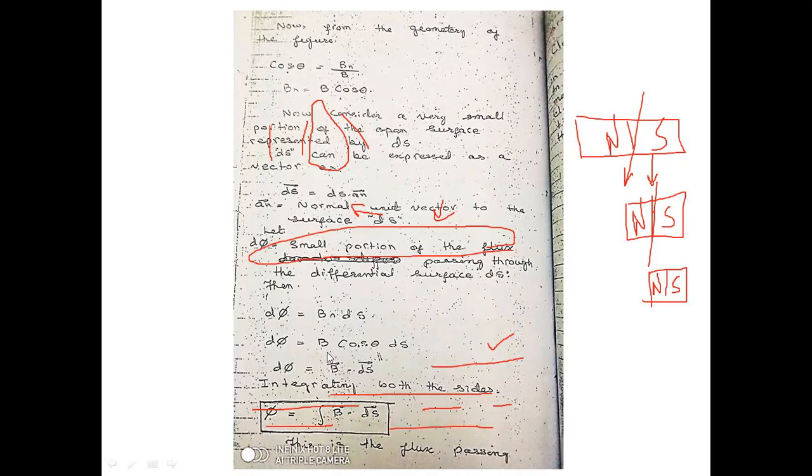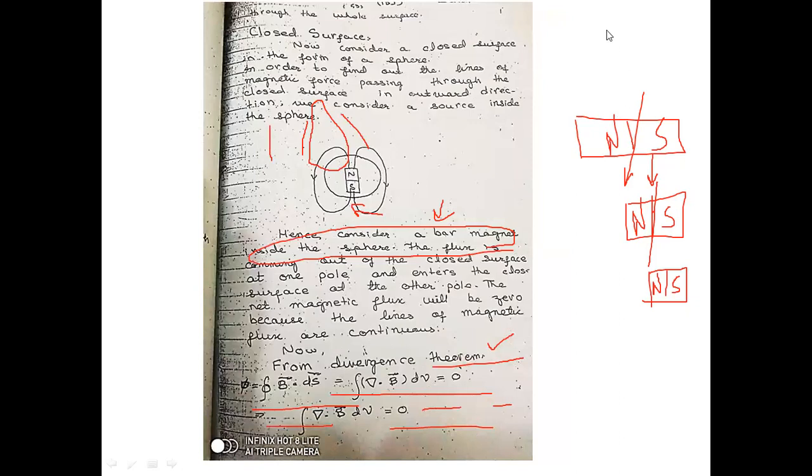So as we have the cos component of the B, we can write that there is a dot product between the B and ds. So B dot ds, this is the dot product between these two. If we expand this, we will get again B ds cos theta. So integrating both the sides to get the full flux lines, phi is equal to the integral of B dot ds. This is the flux passing through the whole surface.